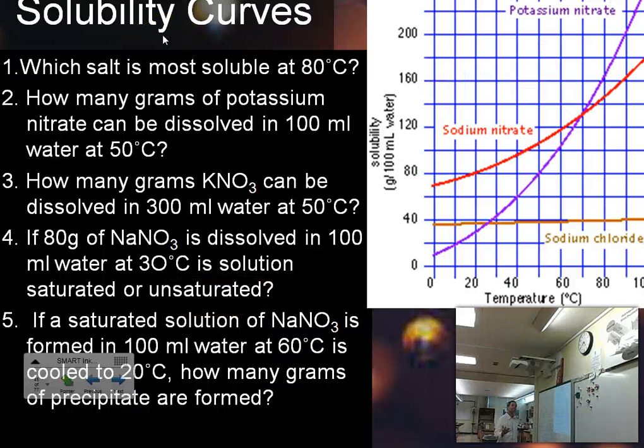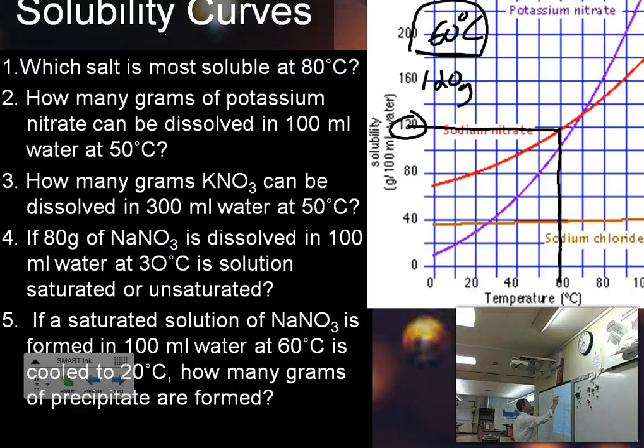Okay, then lastly, and the trickiest of them, number 5, we have a saturated solution of sodium nitrate formed in 100 mils of water at 60 degrees, and then it's cooled to 20 degrees. How many grams of precipitate are formed? So basically what I need to do is figure out how much is it holding at 60 degrees Celsius. So I find sodium nitrate, and I find 60 degrees. So 60 degrees is right here. I go up, I have about 120 grams, okay? So at 60 degrees, I can think about this. I've got 120 grams, okay?